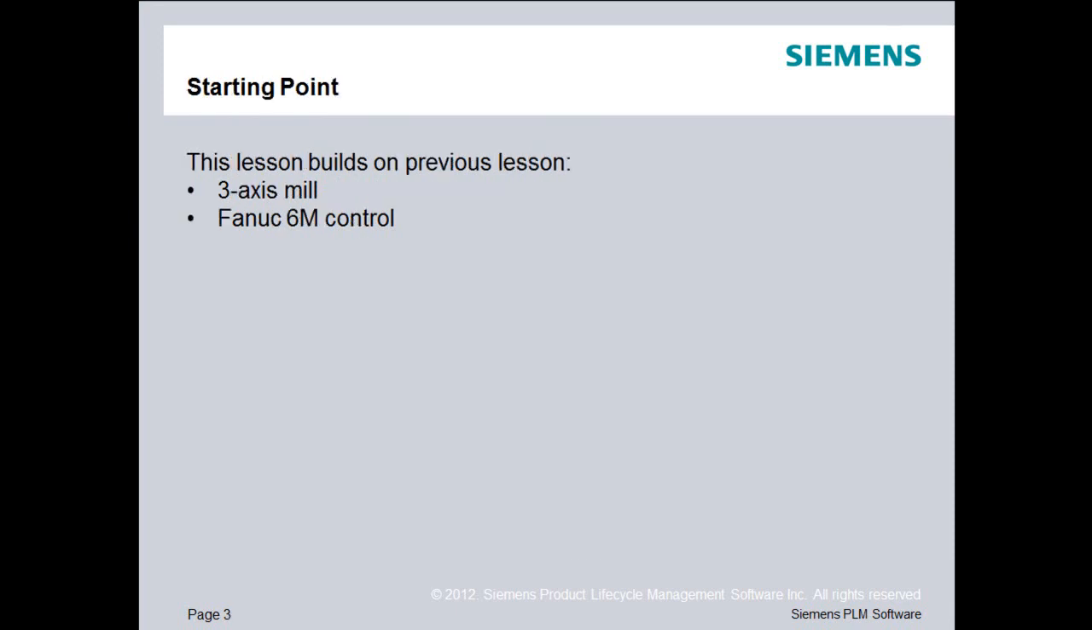As a reminder, our starting point builds on previous lessons. We created a postprocessor for a 3-axis mill using a FANUC 6M control.